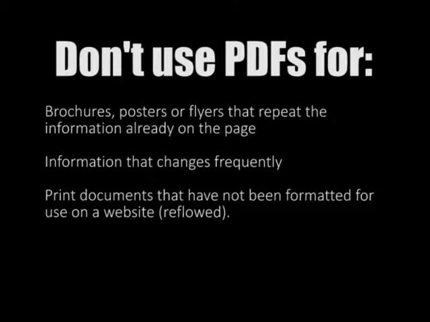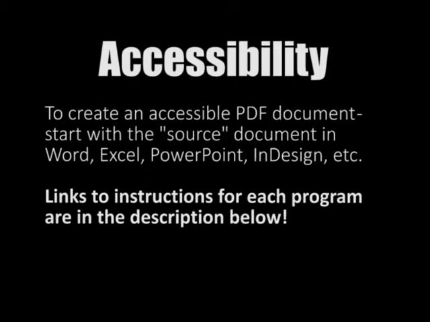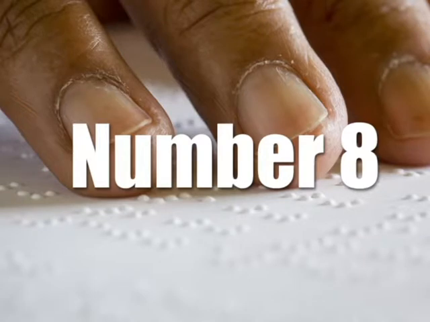PDF, or Portable Document Format, is a destination file format, meaning that it is generated from another program, such as Word or InDesign. If you would like to create an accessible final PDF, it's best to start with your source program. If you set up an accessible Word document, the PDF generated from it will also be accessible. You can view links on how to make documents accessible for InDesign, Microsoft Excel, PowerPoint, Word, Outlook, and OneNote in the links in the description down below.